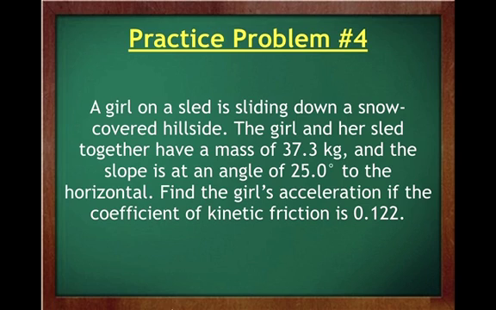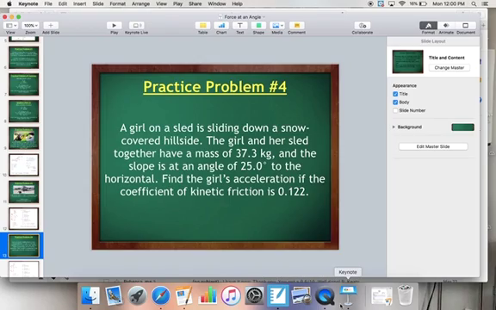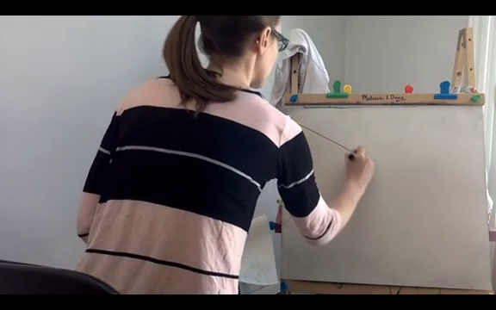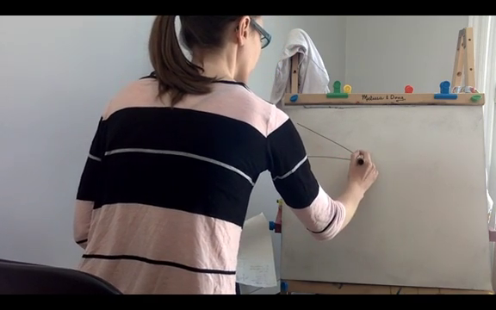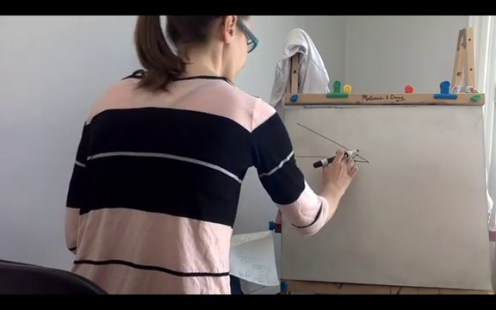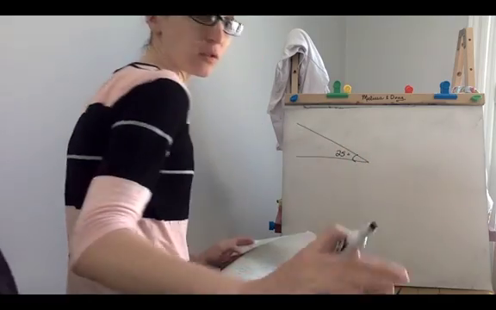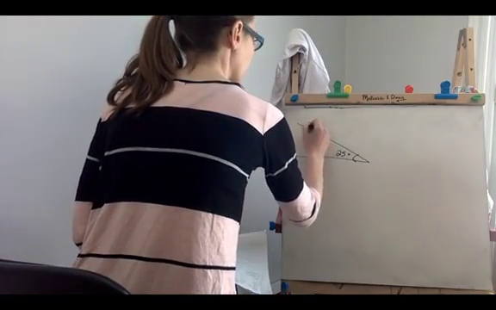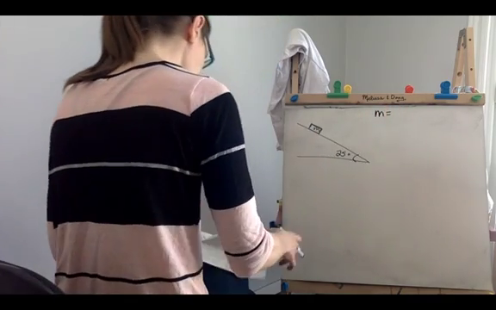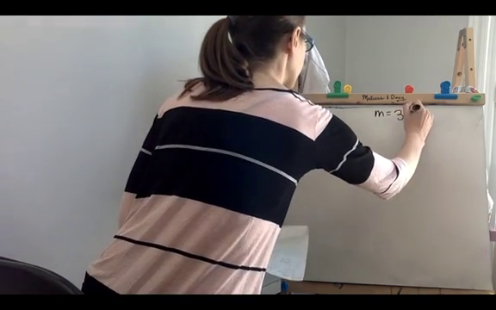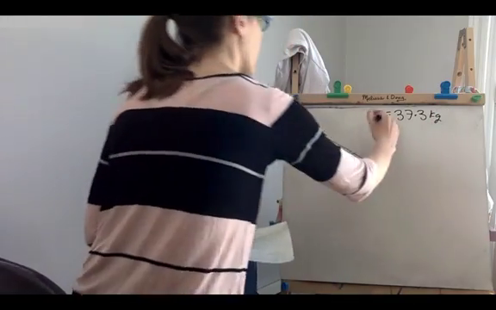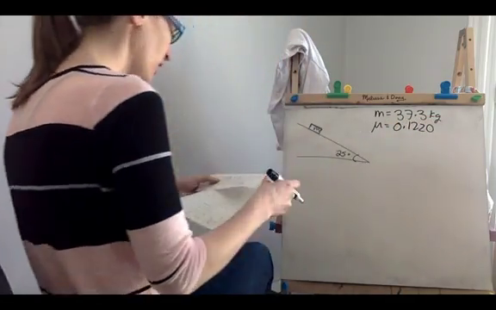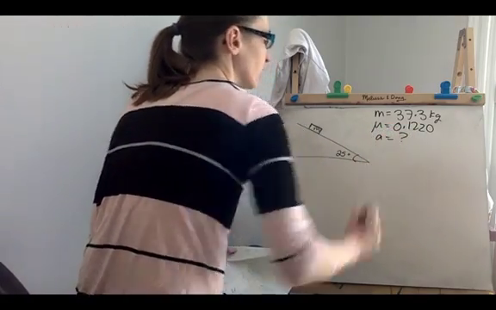Once again, we're going to start by framing the problem, trying to draw what's happening, state what we know, and then go from there. We have a similar diagram happening here. The girl is going down a hill. The angle that the hill makes with the horizontal is 25 degrees. Let me double check that. Yeah, 25 degrees. So we have the girl and her sled. I'm just going to use the box right now. We are told that the mass of the girl and her sled combined is 37.3 kilograms, and that the coefficient of friction is 0.122. Again, we're looking at what's the acceleration that this girl is experiencing.